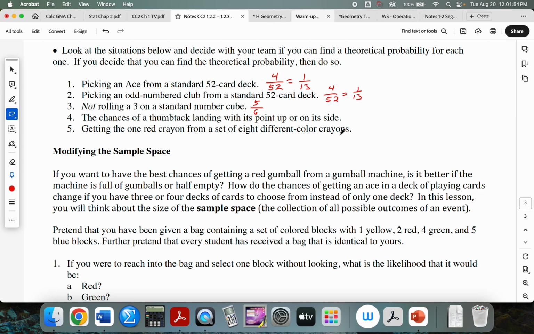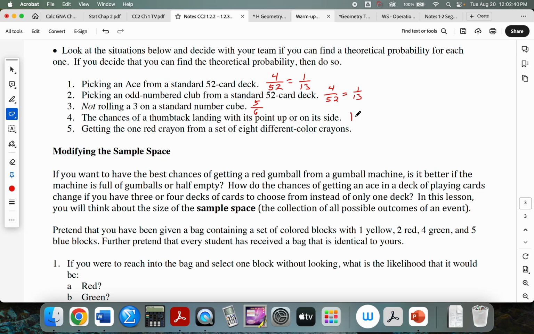Number 4, it's a little strangely worded. But the chances of a thumbtack landing either, and this is with its point up or with the point pointing to the side. Is there any other possibility? I suppose, can it stick into the ground? There's 2 possibilities when you have a regular thumbtack. Either it points up or the point is to the side. The probability is 1. It's going to be one of those 2, isn't it?